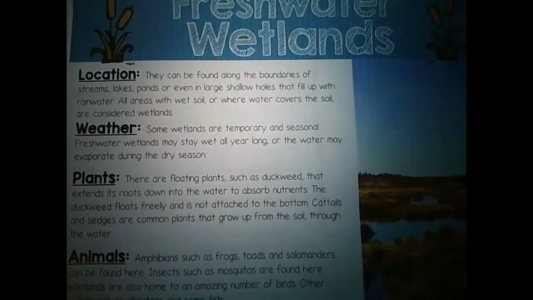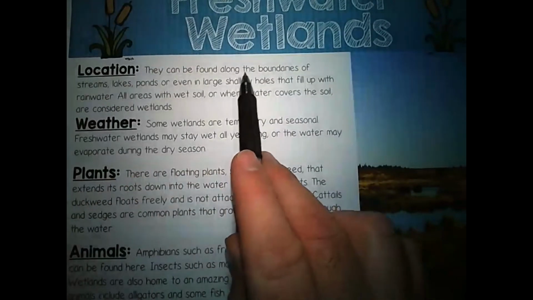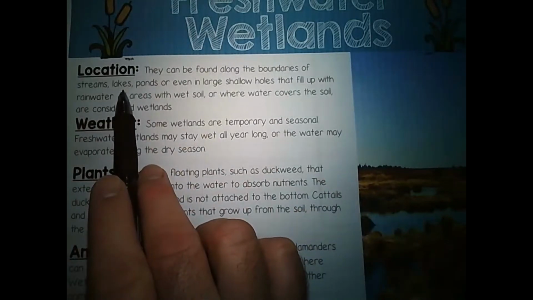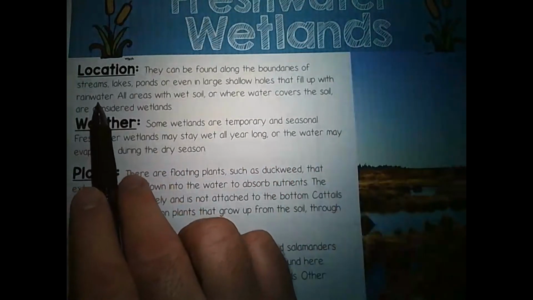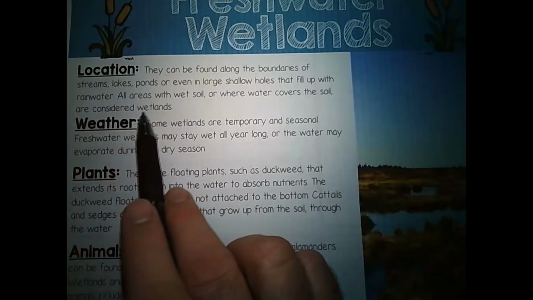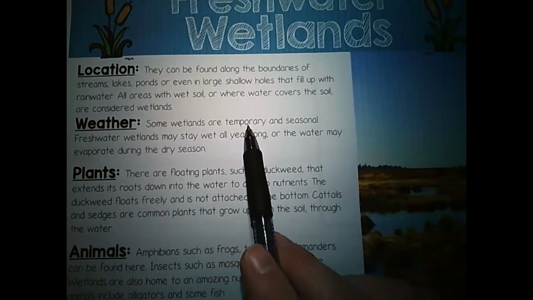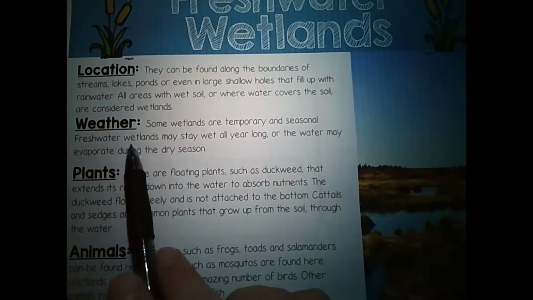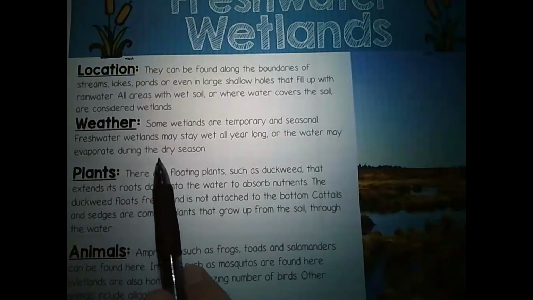All right. With all of that out of the way, let's jump into some of this information about the wetlands. Our location for the wetlands: they can be found along the boundaries of streams, lakes, ponds, or even in large shallow holes that fill up with rainwater. All areas with wet soil, or where water covers the soil, are considered wetlands. I like that. Okay, the weather. Some wetlands are temporary and seasonal. Freshwater wetlands may stay wet all year long, or the water may evaporate during the dry season.